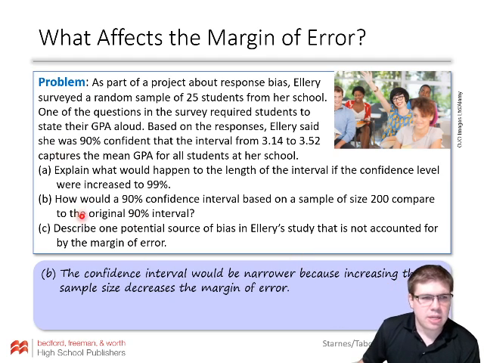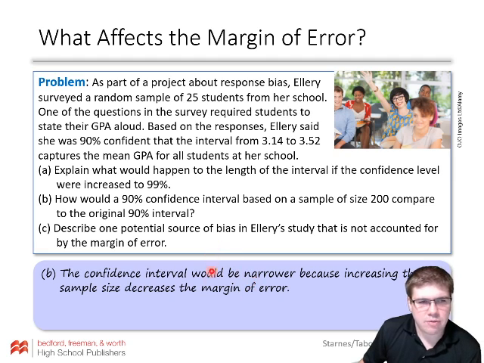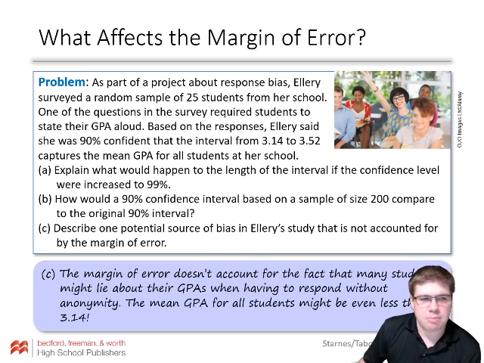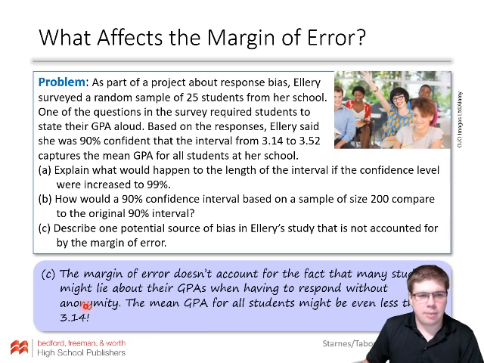And then the last one, describe one potential source of bias in Ellery's study that is not accounted for by the margin of error. In this case, the margin of error doesn't account for the fact that many students might lie about their GPAs if you ask them. This is based on responses. It would have been better to look the data up without them. So people might lie about their GPA, and that would not be covered in the margin of error. We could be way off. We have no idea. That margin of error only covers our typical sampling variability.